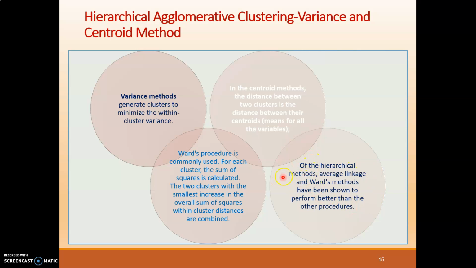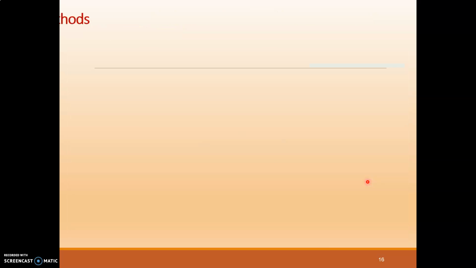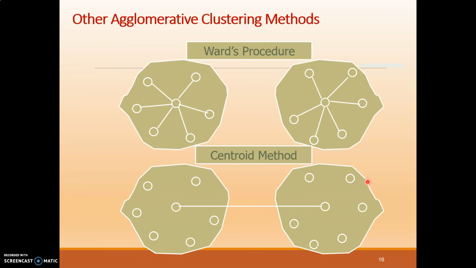Here, these are the hierarchical methods. Average linkage and Ward's methods have been shown to perform better than the other procedures. So we mostly use Ward's method and the linkage methods in clustering. Then the other agglomerative clustering methods are Ward's procedure and the centroid methods. The difference between these two types of clustering methods is that the centroid method considers the center cluster values.